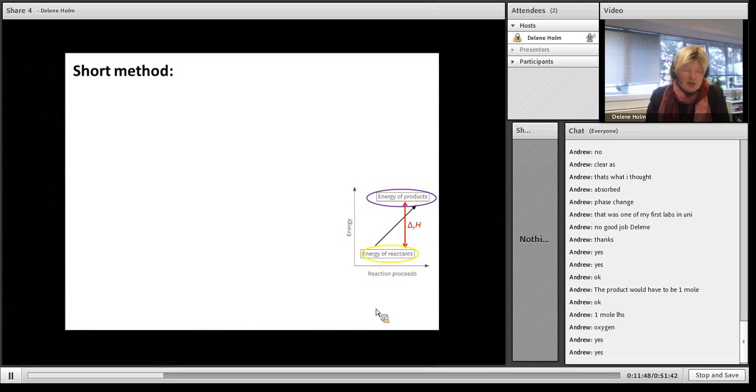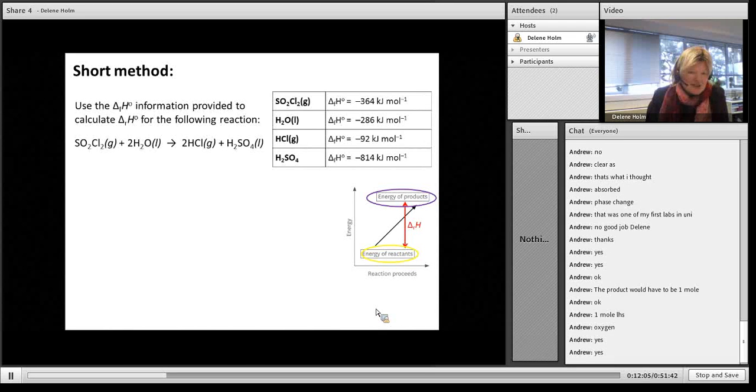If you're good at writing equations, I like using the long version. If you're good at maths, then use the shorter version where applicable. You don't often have a choice of either or, but sometimes you do. So here's an example of where we'd use the short method. So it's just the maths and we don't write the equations.